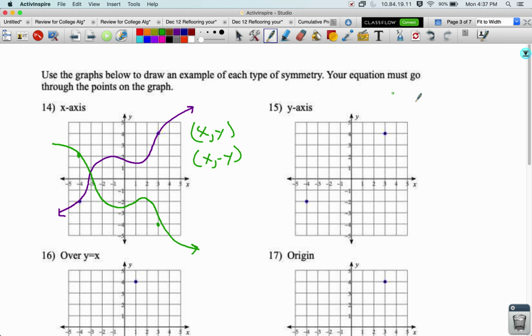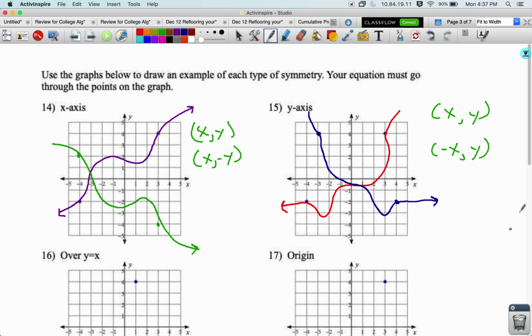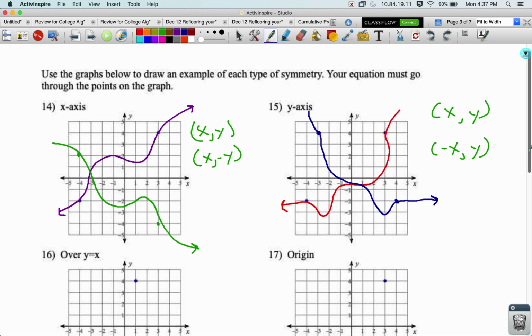That's over the x-axis. For the y-axis, any point (x, y) is going to become the point (-x, y). So let's put in a line that hits these 2 points. I would do that. Now I'm going to flip it over the y-axis. So this is what I accidentally did last time, comes over here. This point comes over here. And now we connect them up and we try and make it look somewhat symmetrical. Not amazing, but that is y-axis symmetry.